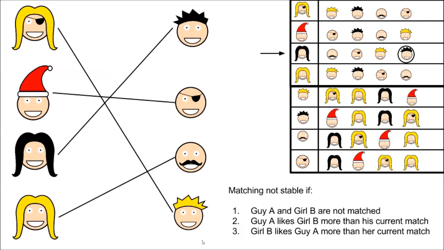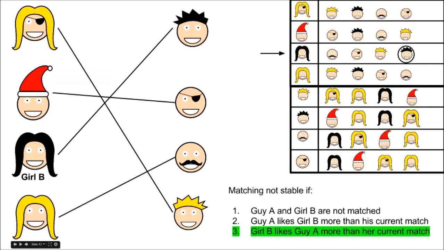Now this is where it gets interesting. The black-haired girl really does not like the black-haired guy. He is bottom of her list, even though they're matched. So we're going to label her girl B for the time being, and highlight that rule at the bottom there. So now we've found a potential girl B, we now need to find a guy A.